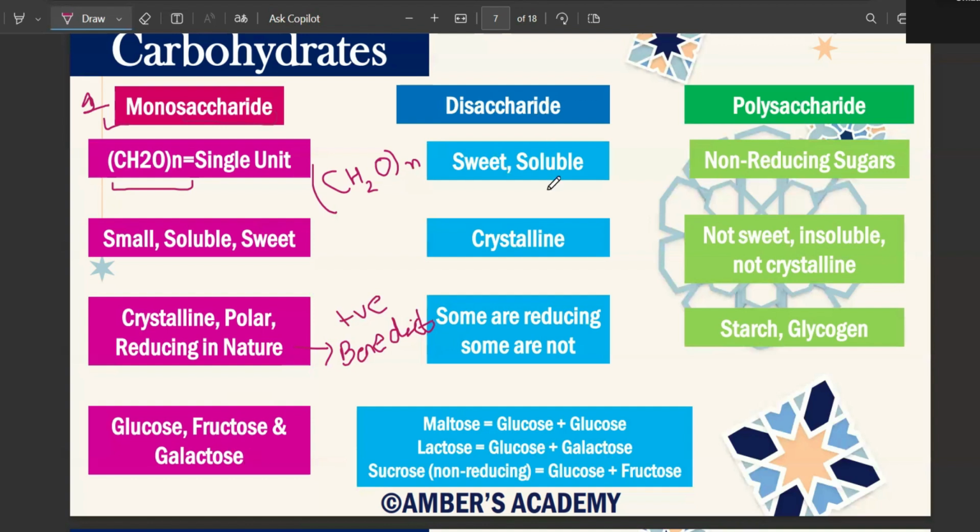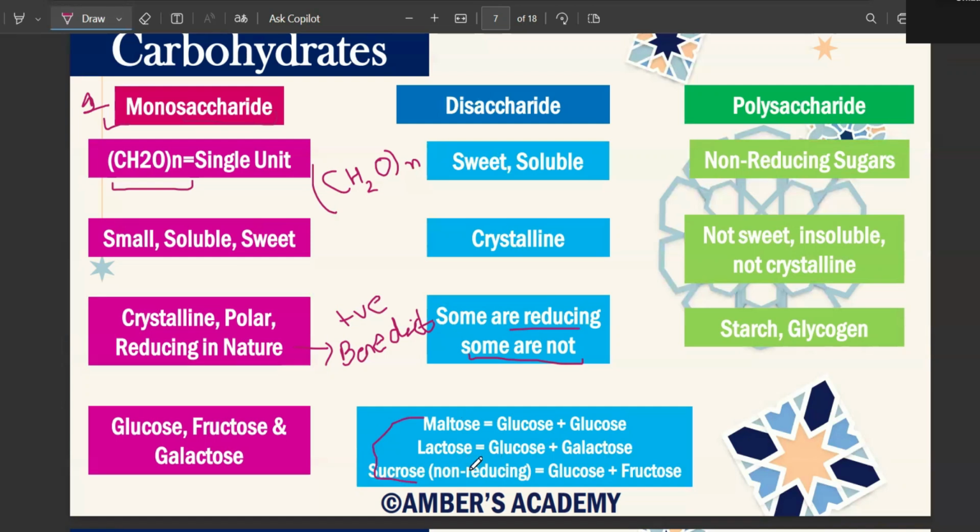We're moving towards disaccharide. You need to remember that disaccharides are also sweet, they're soluble, they're crystalline, but some of them are reducing and some of them are not reducing. So reducing means that they can give a positive test in Benedict, while non-reducing means that they cannot give a positive test in Benedict. Acha. So this is very important. You have to remember their formations, that glucose and glucose, when two glucoses combine, they form maltose. When glucose and galactose combine, they form lactose. And both of them, maltose and lactose, both of them are reducing in nature.